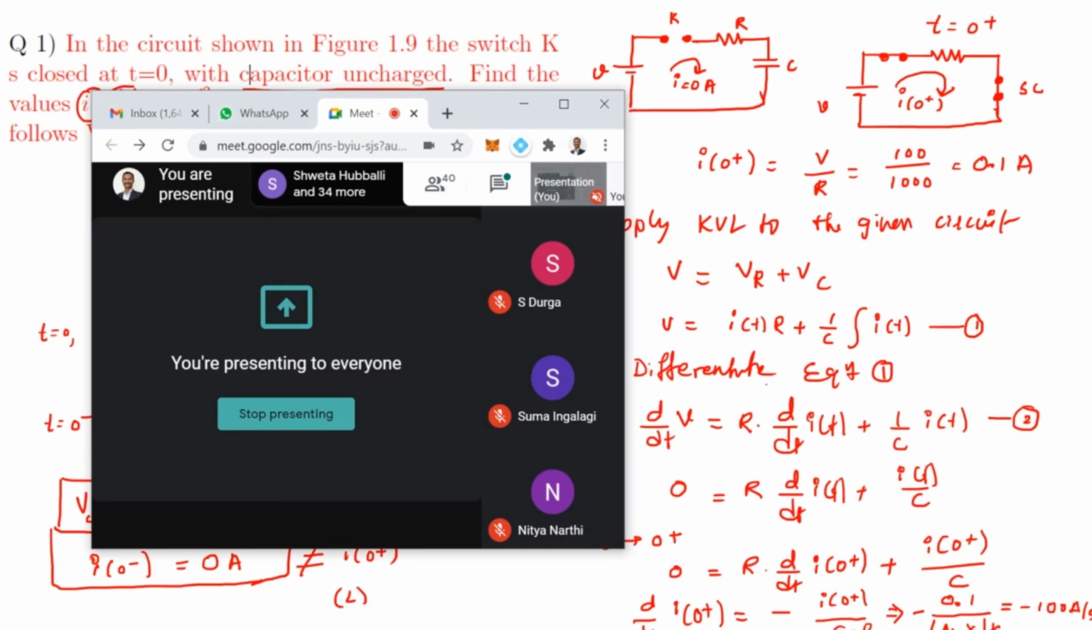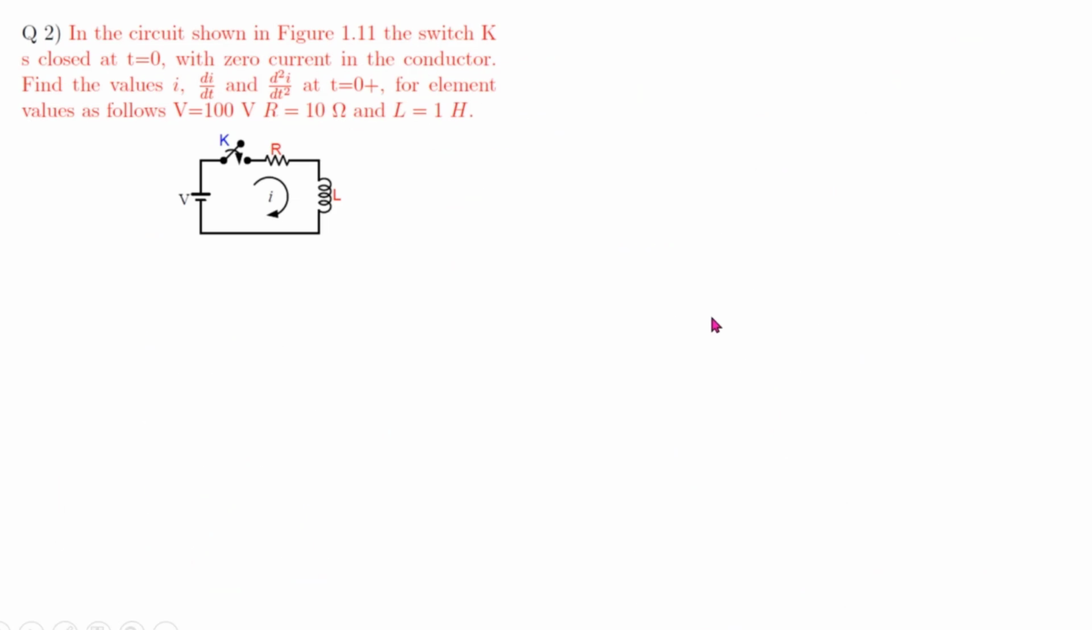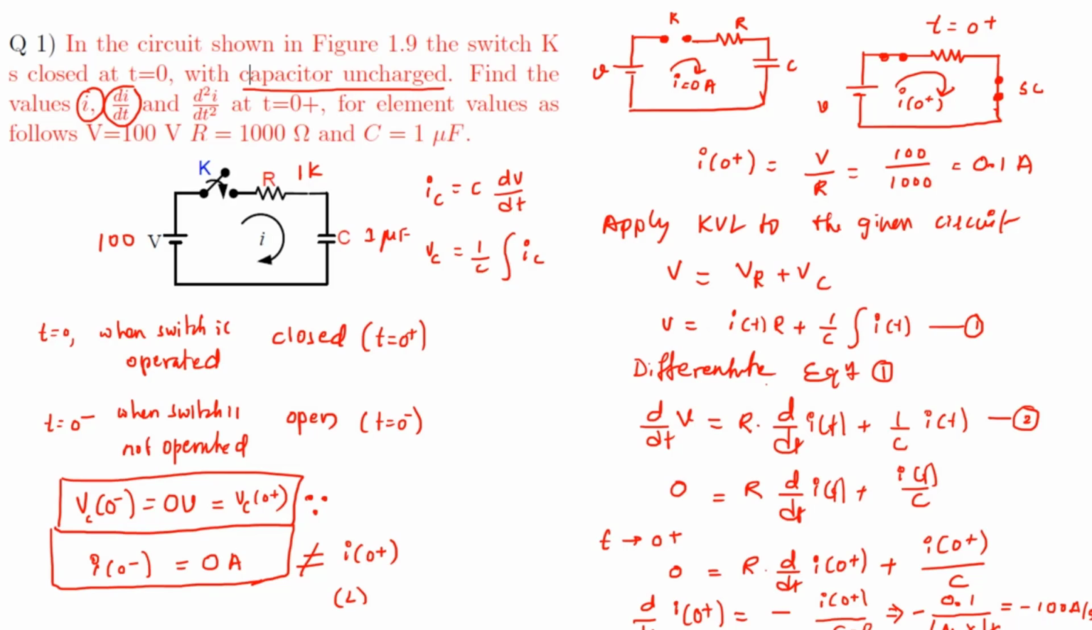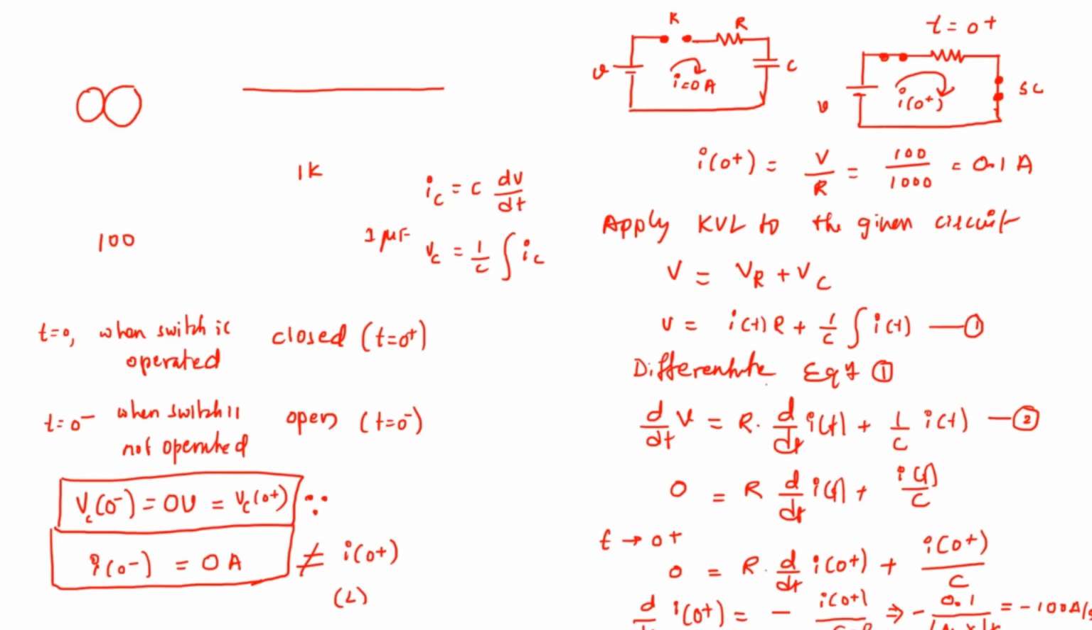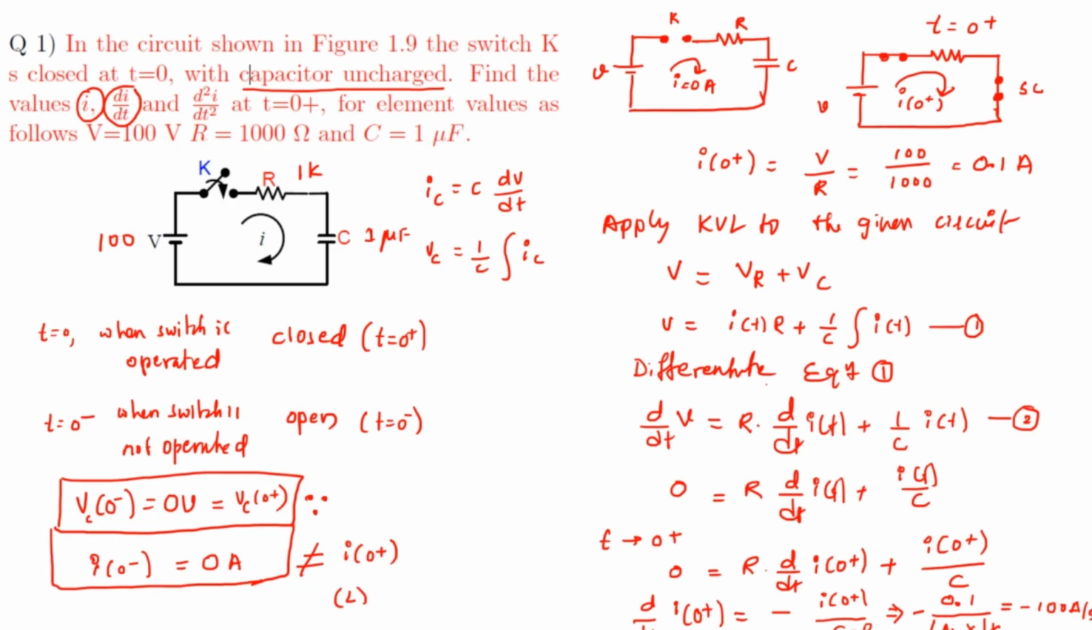Minus 100 amperes per second. Alright, so that is calculated here. Next is getting the value of the current at t equals 0 plus by double differentiating it.